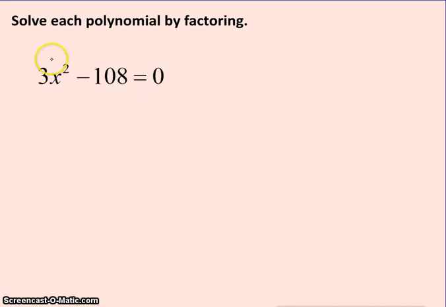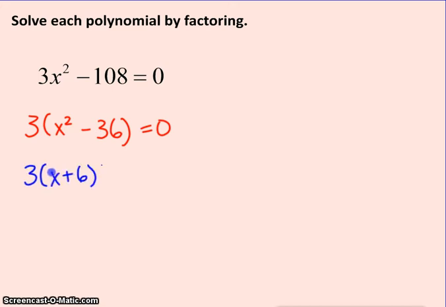All right, now this one, it is set equal to 0. Notice there's only two terms. Remember, you always check for a GCF. I see that 3 will go into 3x squared and negative 108, so I'm going to pull out a 3. Now with these two terms, I'm going to check and see, can I do difference of squares? And I can, because x squared is a perfect square and 36 is a perfect square. So I get x plus 6, x minus 6 equals 0.